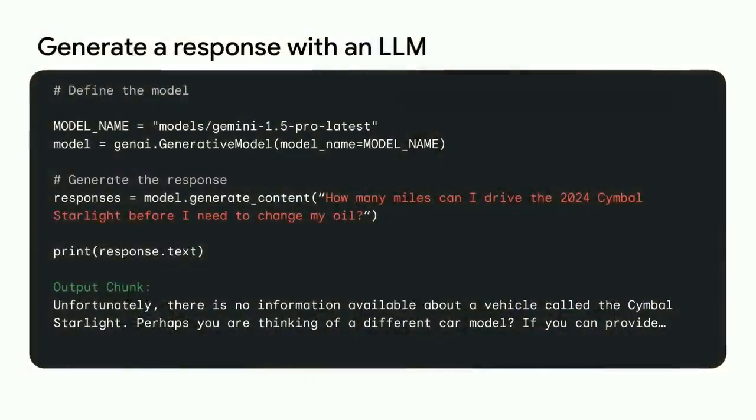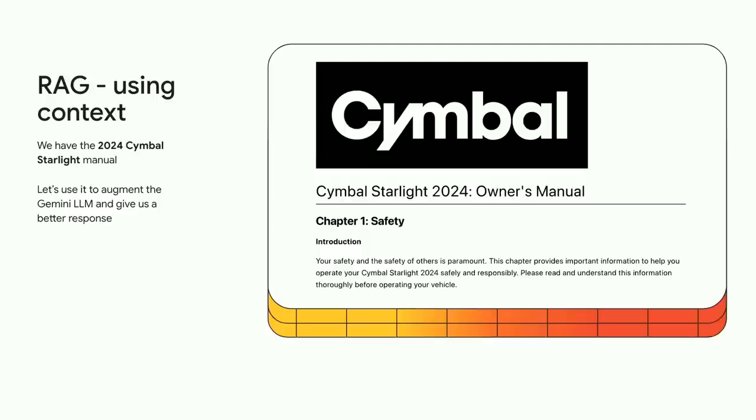Now, if we ask an LLM any of these questions, we're not going to return with really great responses. For example, I can ask Gemini 1.5 Pro, how many miles can I drive my 2024 Symbol Starlight until I need to change my oil? And it responds with a bunch of information that isn't really relevant to us. And this is because the LLM wasn't trained on the 2024 Symbol Starlight manual.